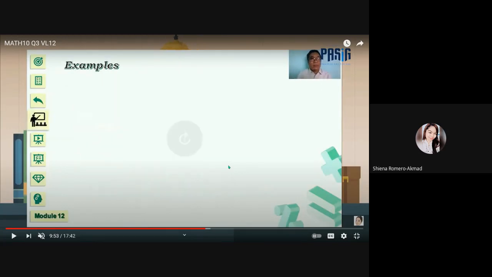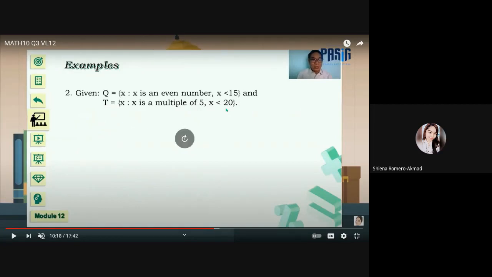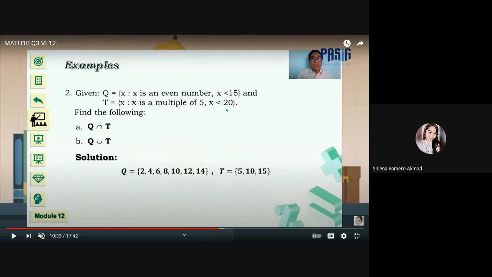Let us have more examples. We read this as S equals x such that x is an even number where x is less than 15, and event T is equal to x such that x is a multiple of 5 and x is less than 20. So if you write that even number that is less than 15, ano na yung mga even numbers that are less than 15? That's 2, 4, 6, 8, 10, 12, 14. And how about the event T?